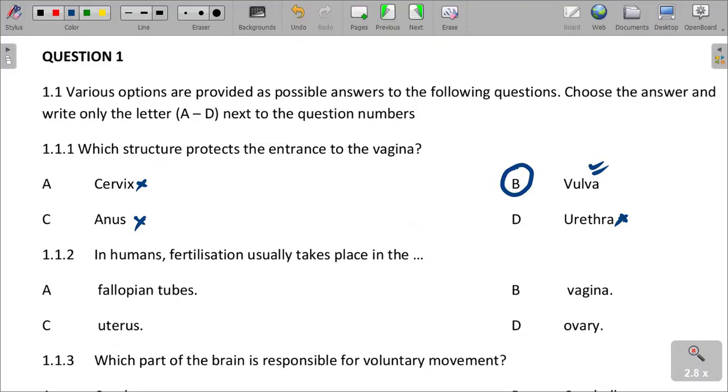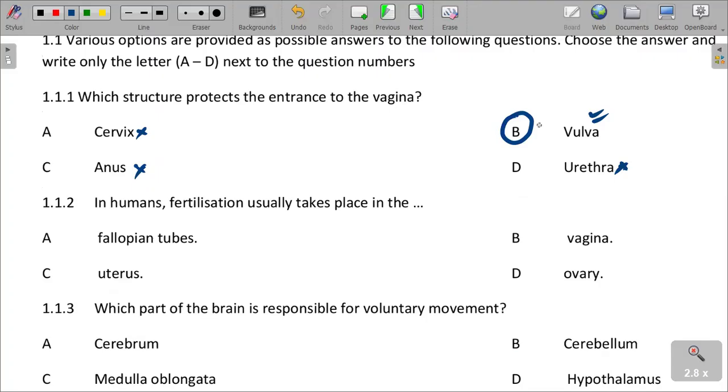In other words, the valve, which is also used to determine virginity when we talk about female reproduction, is a seal found at the entrance of the vagina to signify that the woman has not yet known a man, and it protects the entrance to the vagina. That is B. And then in humans, fertilization usually takes place in the what?